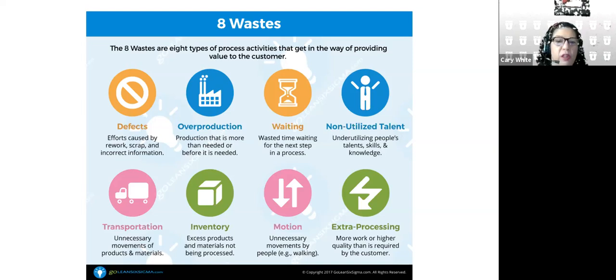Motion is, of course, we think about motion in terms of repetitive motion, excess walking, but it's a lot of things. It's also, again, that repetitive thing, too many emails, things along those lines.